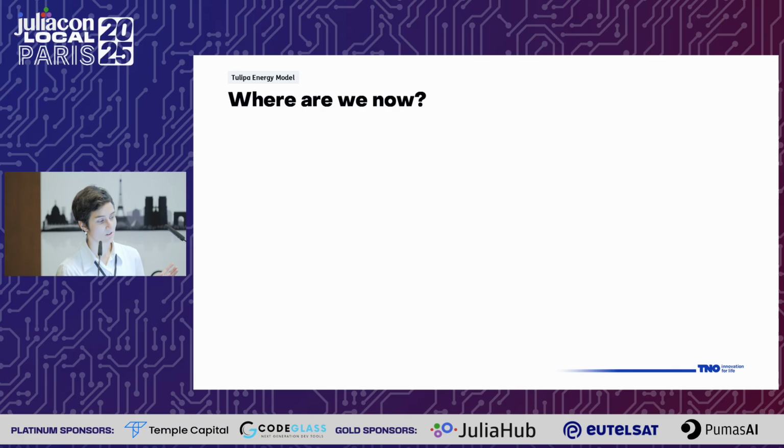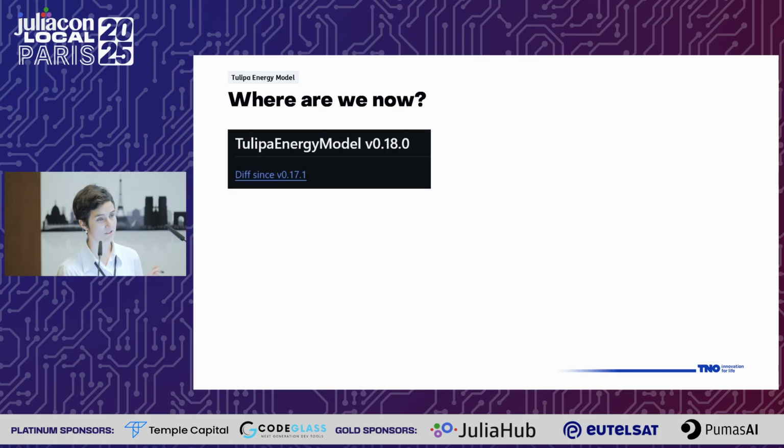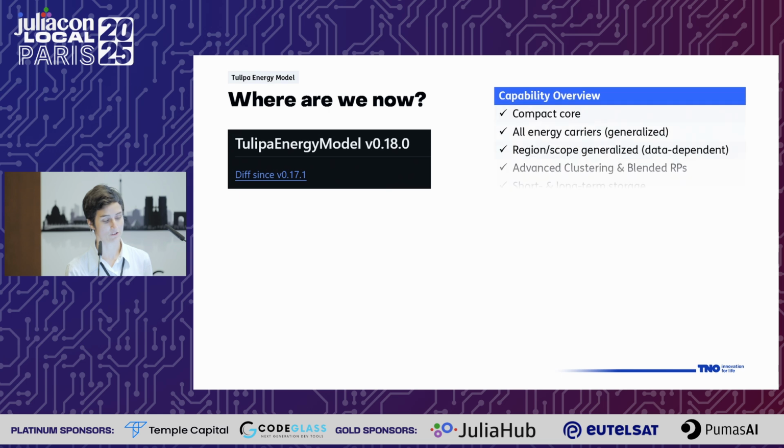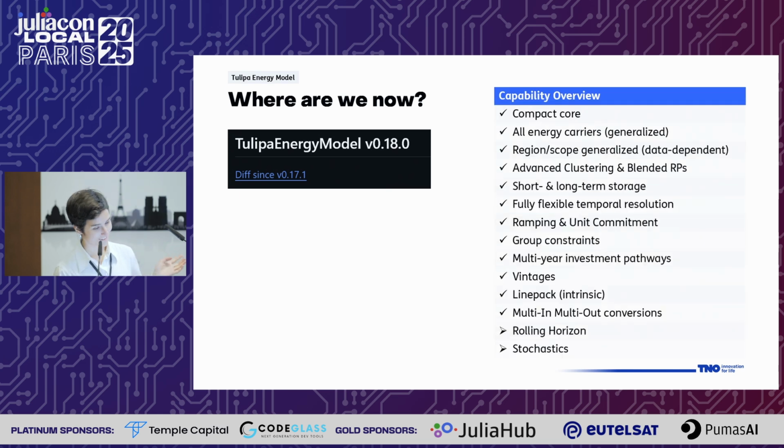So where are we now? We just released version 0.18. It's open source. You can go use it: package add TulipaEnergyModel. We're still in heavy development though, so more features are on the way. We currently have a lot of features. The bottom two are what we're currently working on, and these are features that a lot of other models also have, but these are what are feeding our publications. So a lot of these are novel formulations that we developed that are faster, more efficient, etc.